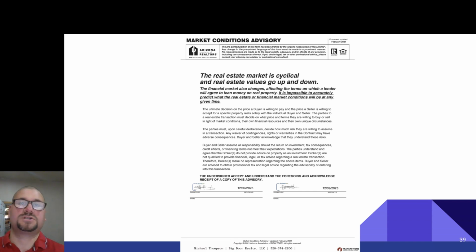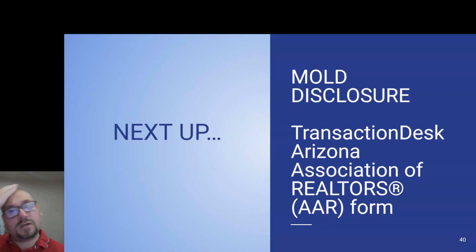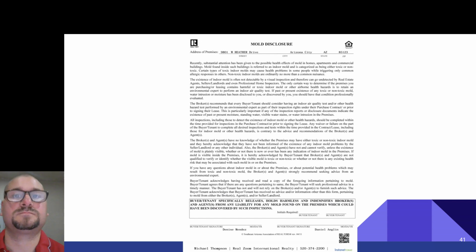So here's a disclosure letting the seller and the buyer know that the market is cyclical, it goes up and down. Mold disclosure. So you'll add the subject property address.